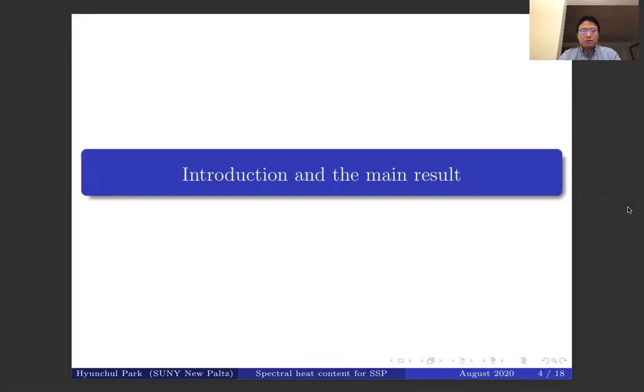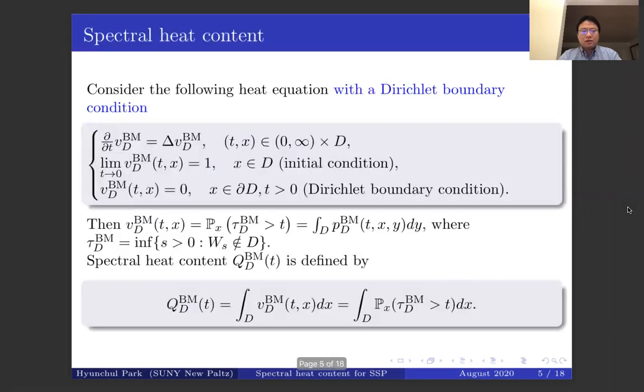Okay, so let's start with the spectral heat content. Spectral heat content measures the total heat when there is a heat on a domain D, and the initial temperature is 1, and there is a Dirichlet boundary condition so that heat decays as time goes. Spectral heat content is the total heat after a certain time t. At time t, there is some heat and it decays, and we want to measure the total heat. So physically, this is a very natural object to study.